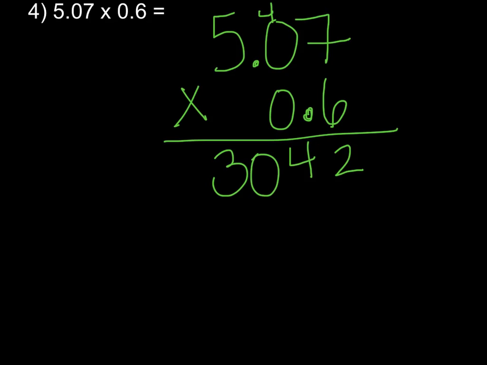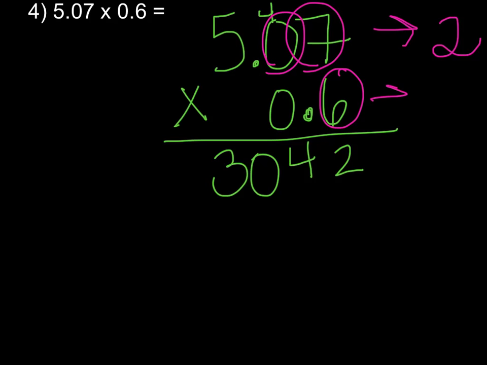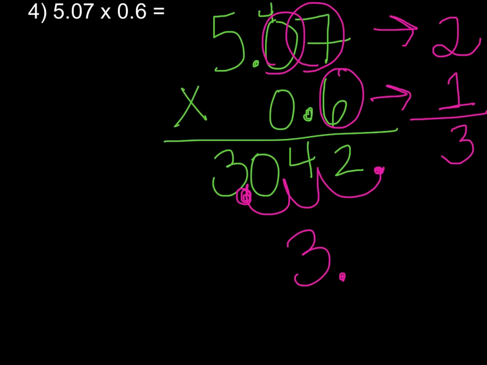So our product is actually going to be less than our first factor. So in 5 and 7/100, I have 1, 2 decimal place values, and in 6/10 there is 1. So that's a total of 3. So start your decimal on the far right and count 1, 2, 3. Let me erase that. It's going to be 3 and 42 thousandths.